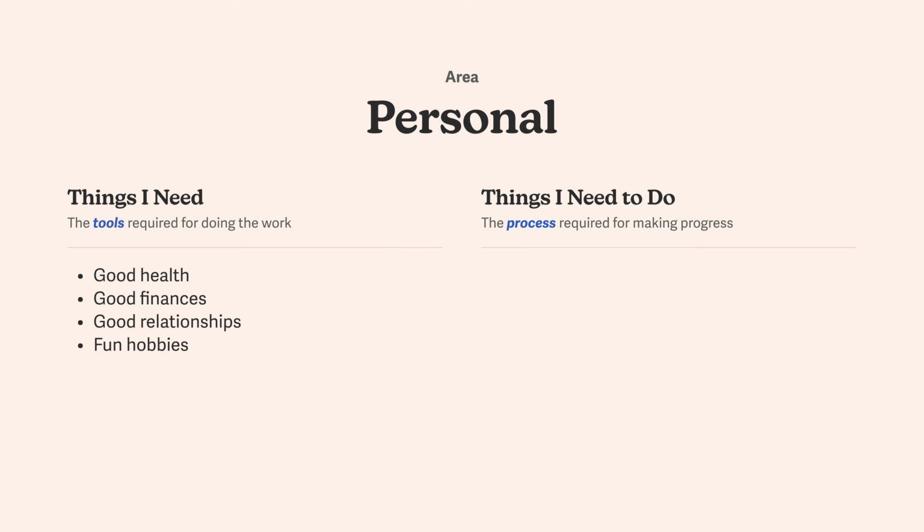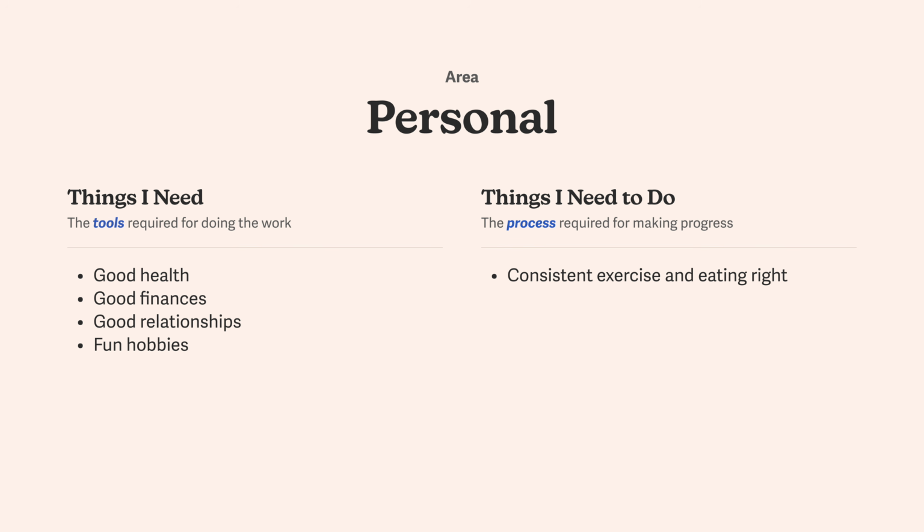I need good health, good finances, good relationships, and fun hobbies. Now let's talk about the things I do for my personal infrastructure. So when it comes to health, obviously the easy one is exercising and eating right, but also one of the hardest things to do. This is probably the area that I suck at the most and the one that I've struggled with the most over time.